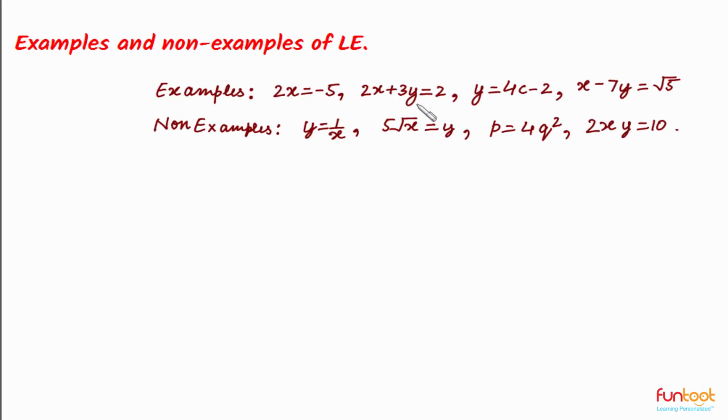Now let's look at examples and non-examples of linear equations. So these are some examples of linear equations, and these are non-examples of linear equations. Let's discuss why these equations are called as linear equations. Linear means that relationship between the two variables in the equation, that is x and y, is linear. Let's understand this with the help of a graph.